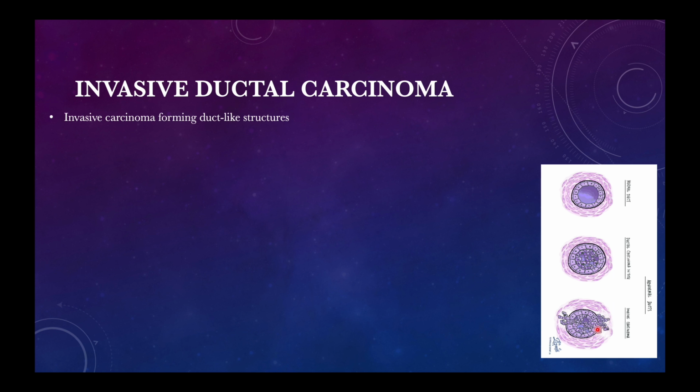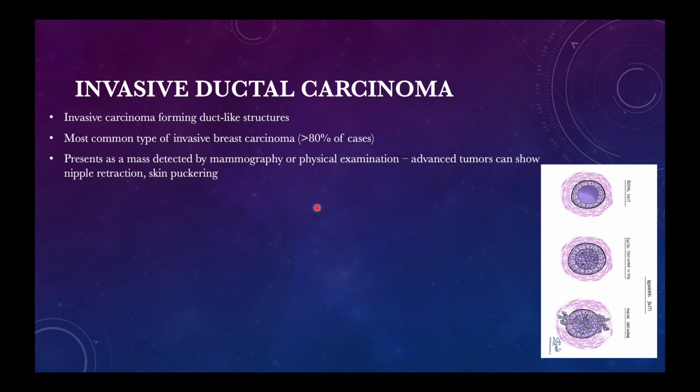And now it has crossed the basement membrane. So this is when we say the cancer has become invasive, or it's the invasive type, where the cells are now invading into the surrounding stroma. Okay? So this is actually the most common type of invasive breast cancer. Over 80% of the cases associated with invasive cancer is invasive ductal carcinoma.